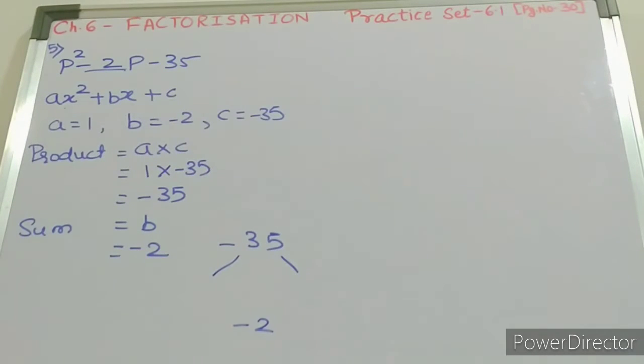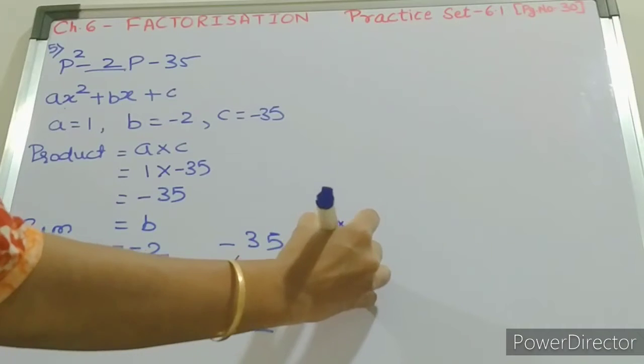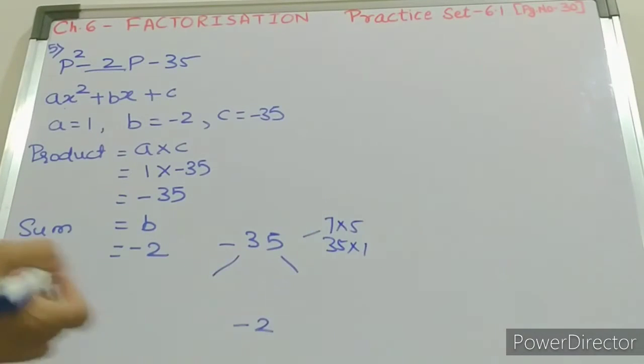In which table do we get 35? Only 7 into 5, right? 7 into 5 and 35 into 1. So which is possible? Everyone knows that 7 into 5, but we require minus 35. So one value will be negative. Correct? One value will be negative. But which value will be negative?